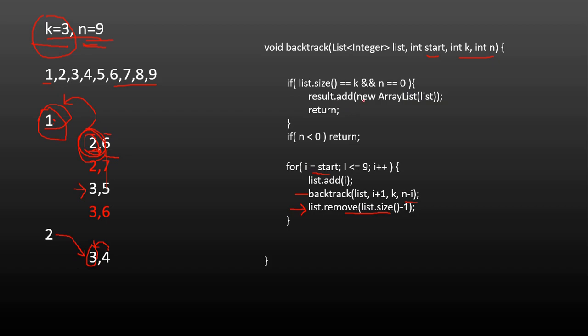Now make sure that when you're adding this combination, you add it as a new ArrayList. Don't add that list as is, because that will be passed as a reference, and then when you do list.remove, that will also get removed in the result, and at the end the result will have only blank ArrayLists. Okay, so this is the whole logic.